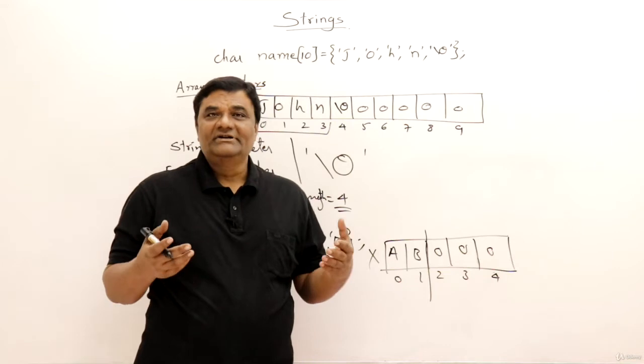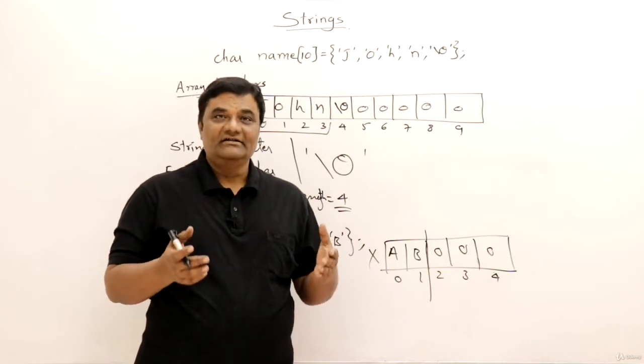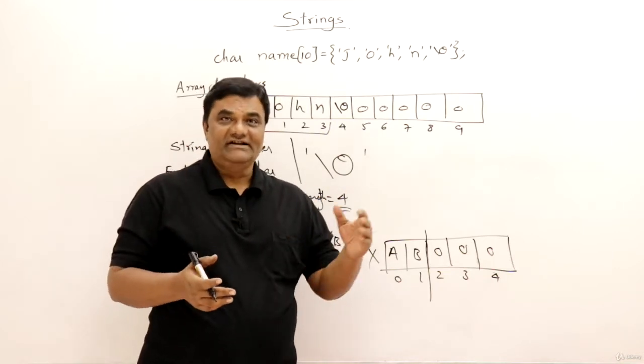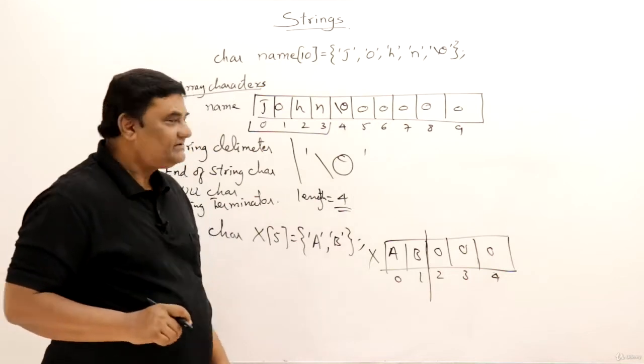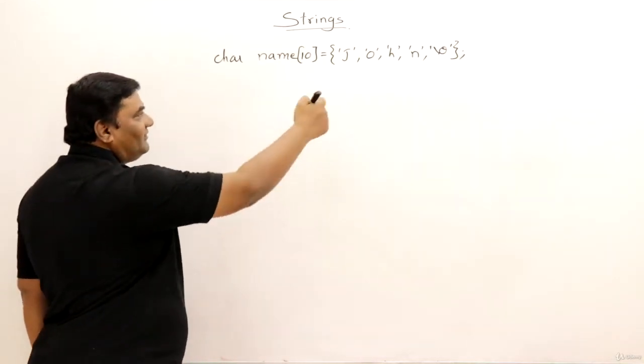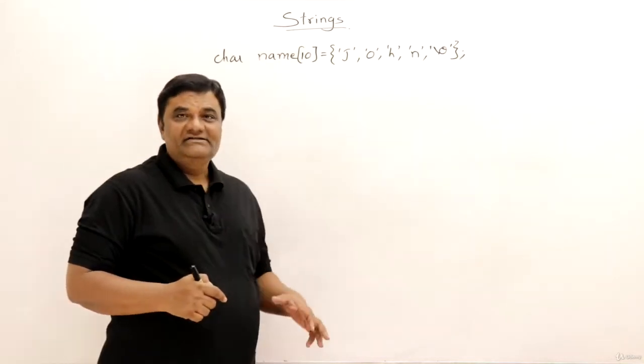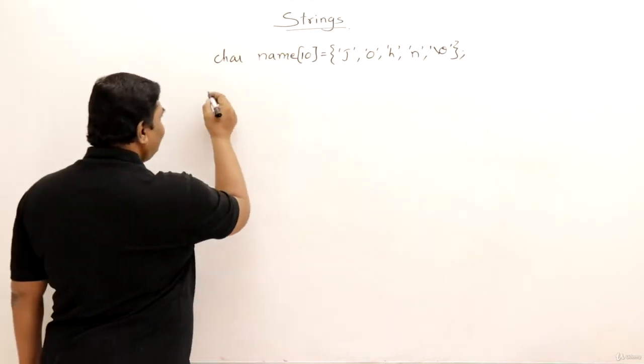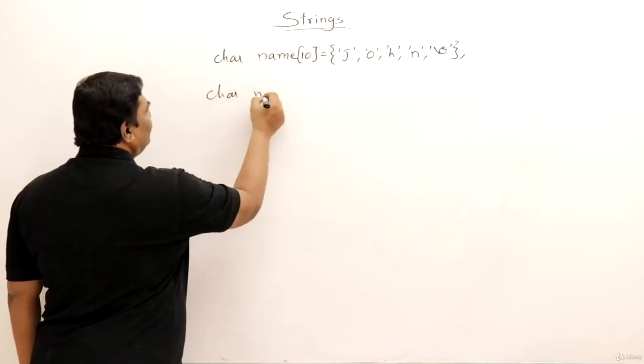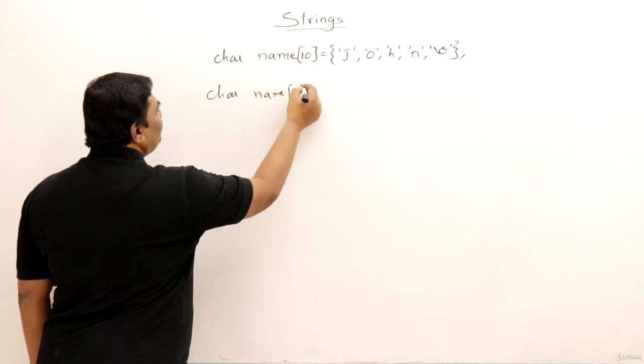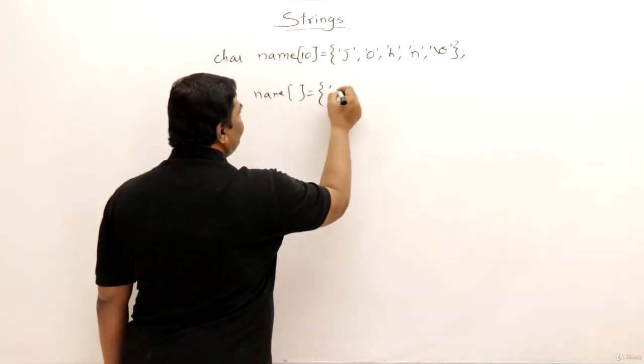Now let us see what are the methods of creating or declaring a string and also initializing it. So let us see the methods. See, this is the first method for declaring as well as initializing a string. Second thing, I can declare a string without size and I will use the same name.